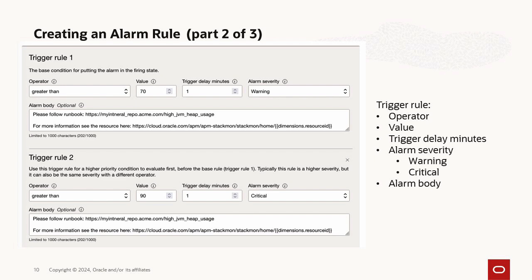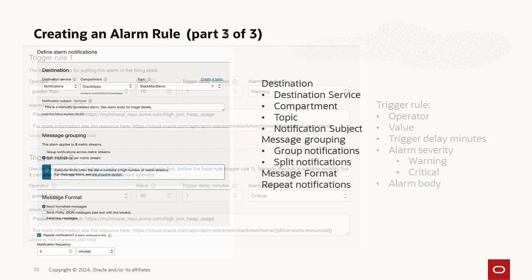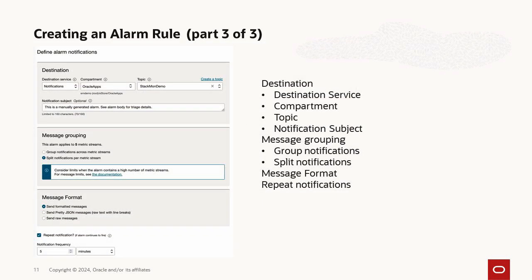For critical, we're going to do all the same things that we just set out for warning, but this time we're going to put the value of 90, and instead of warning, we're going to set it as critical. Now, at the bottom of the alarm rule, we choose the appropriate notification type. So here we're going to do a message format.